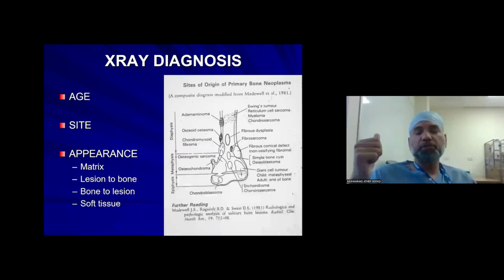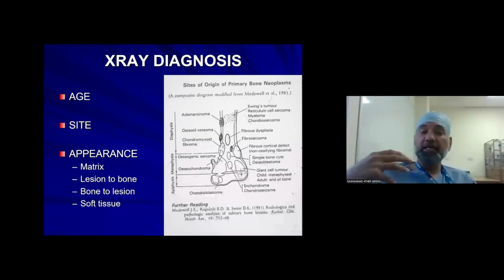So age, again, we spoke about how in pediatric you will be looking at Ewing, in older group you will be looking at chondro, and in young adults you'll be looking at osteo. And obviously the site, whether it's epiphyseal, metaphyseal, or diaphyseal. Ewing sarcoma can be diaphyseal, for example. Chondrosarcomas can be metaphyseal if they're arising in the background of enchondromas or osteochondromas, but they can be surface chondrosarcomas as well.